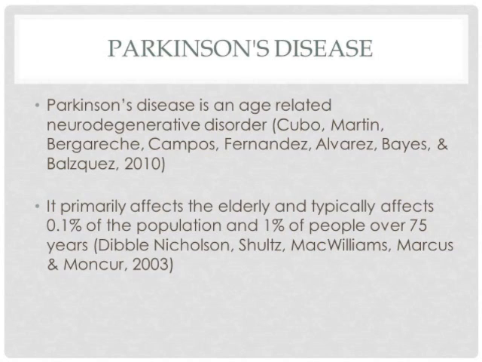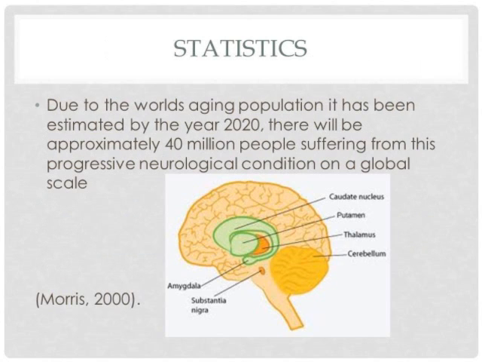Parkinson's disease is an age-related neurodegenerative disorder. Parkinson's primarily affects the elderly and typically affects 0.1% of the population and 1% of people over 75 years. Due to the world's aging population, it has been estimated that by the year 2020 there will be approximately 40 million suffering from this progressive neurological condition on a global scale.